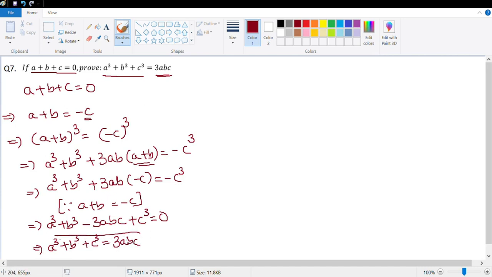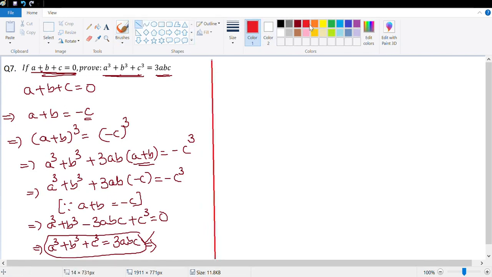So that's what they wanted us to prove, and this can be taken as an identity, as a formula, and be applied in any question. So the formula is if the sum of 3 terms is 0, then the sum of their cubes is equal to 3 times the product of these 3 terms. So if a plus b plus c is 0, then a cube plus b cube plus c cube is equal to 3 times abc. Let's look at the question which is given in your book.